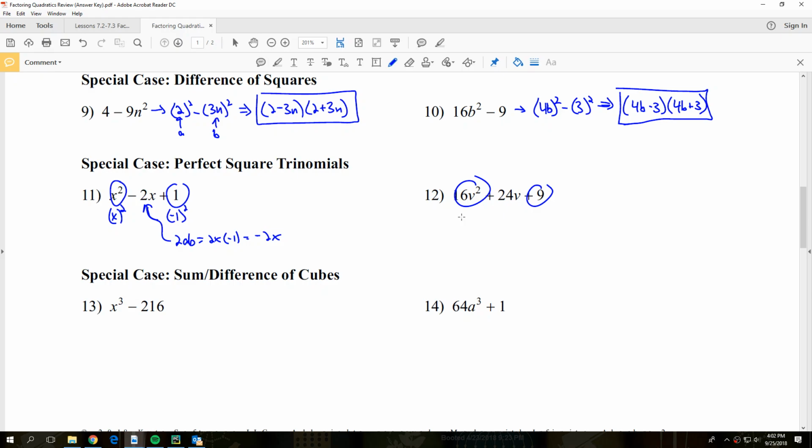Same thing with this one. This could be written as 4v squared. This would be 3 squared. And why it's positive 3 is because this here is positive. Over here, this was a negative 1 because this sign was negative. Just another thing to remember for this method. But anyway, 24v, is that equal to 2 times a times b? Well, 2 times 4v times 3 is equal to 2 times 4 is 8 times 3 is 24, 24v. So yes, this passes the test. We have just determined that both of these are perfect square trinomials.